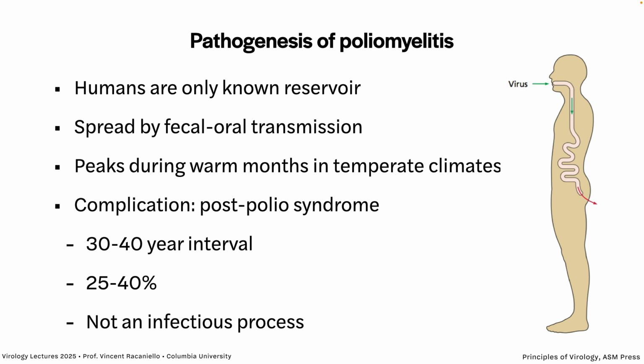And there is a complication called post-polio syndrome, where 30 to 40 years after you recover, and many people would recover, you would get paralyzed again. This is about 25 to 40% of the people this would happen to. It's not an infectious process. There's no virus. It seems to be that, as you age, normally you lose motor neurons. And if you've had polio, you don't have a reserve. And so as you age, you get paralysis again.